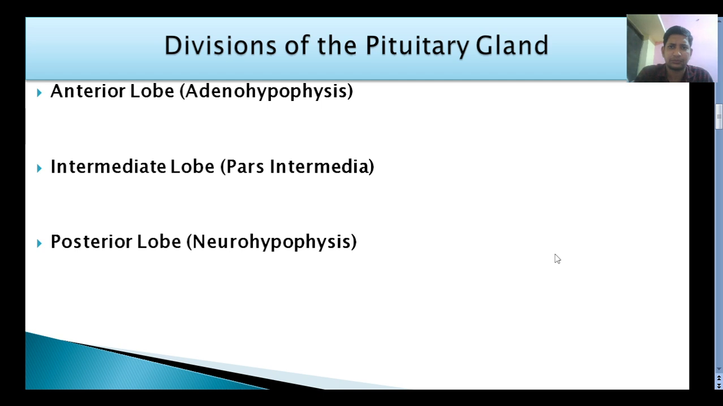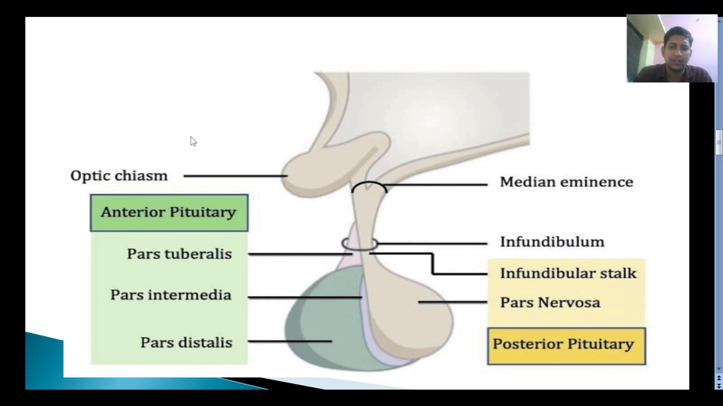Now, if you look at the divisions, the pituitary gland is divided into mainly three lobes. Anterior lobe, also called adenohypophysis, intermediate lobe or pars intermedia, and the posterior lobe, also called neurohypophysis. So this is the beautiful picture which gives you a clearer idea about the anterior pituitary. It is mainly divided into pars distalis and pars intermedia, you can see in the middle, and this is called posterior pituitary or pars nervosa.